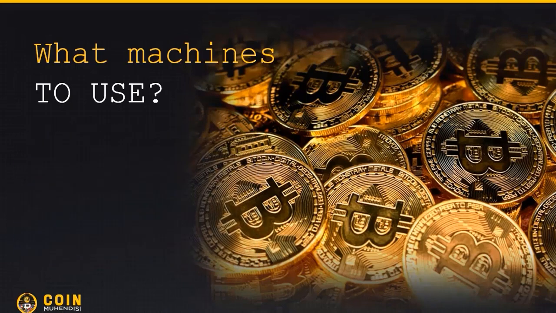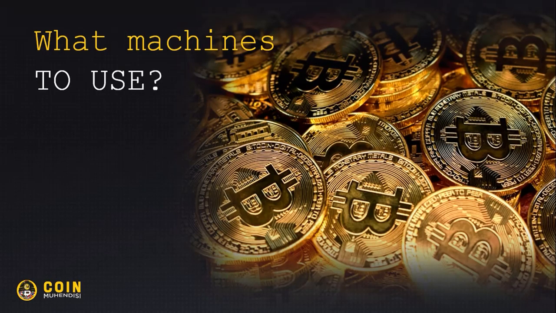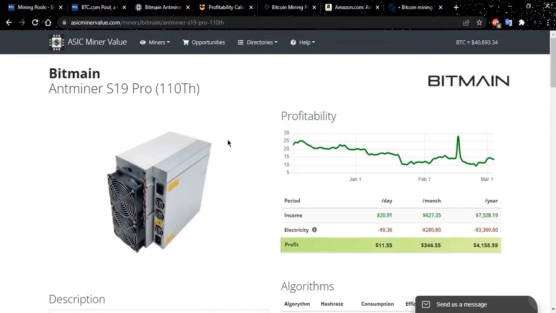Now we will see some Bitcoin mining machines, and we will look at one of the most popular ones. Okay, the brand is Bitmain, and the model is the Antminer S19 Pro. As you see, this is the hash rate it produces, and now we will see the profitability and the price, and we have a basic income table.